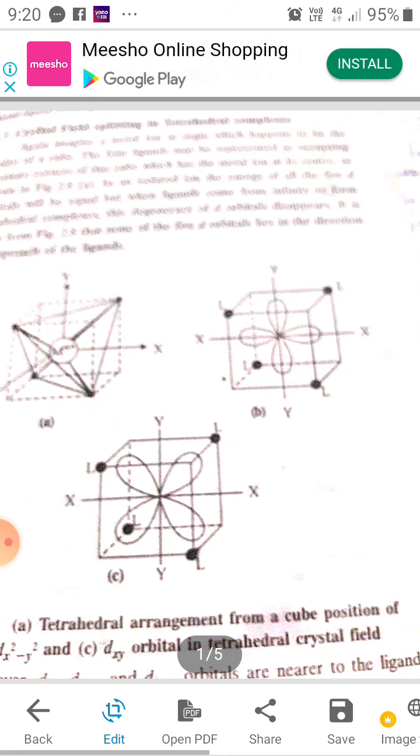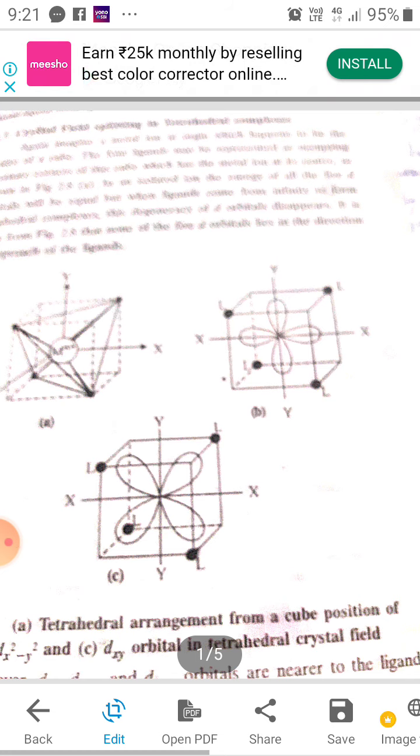Crystal field splitting in tetrahedral complexes. Again imagine a metal ion at the origin with halogens on the corners of the cube. The four ligands may be represented as in the figure below.